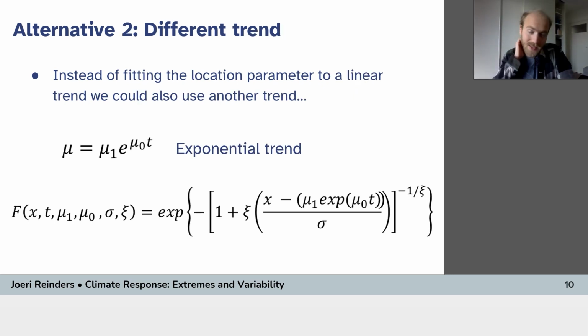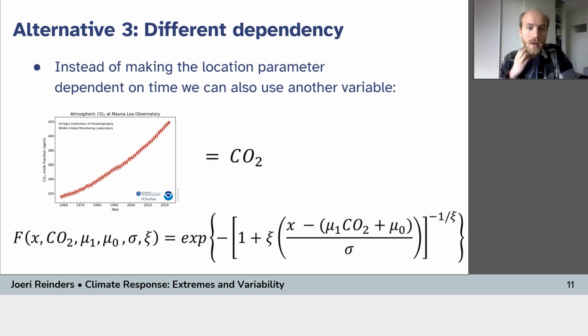The second is that you can fit a different trend. Of course, it doesn't have to be linear. It can also be exponential or any other nonlinear trend that's found there. Here you see that I instead changed the location parameter in an exponential function with a mu1 and mu0 again, now meaning something different. You can just incorporate that too. You'll get a very different type of model out of it, but it might be better fitted to your data.